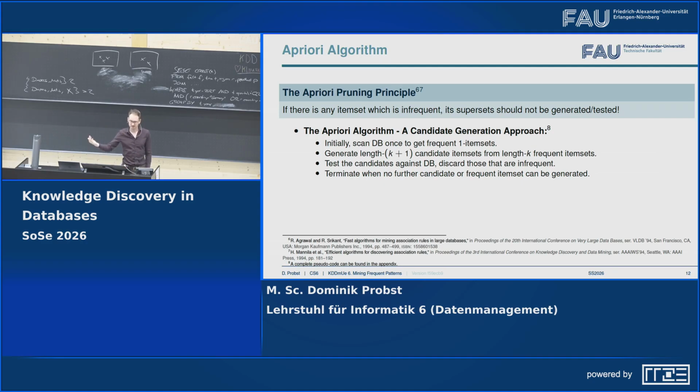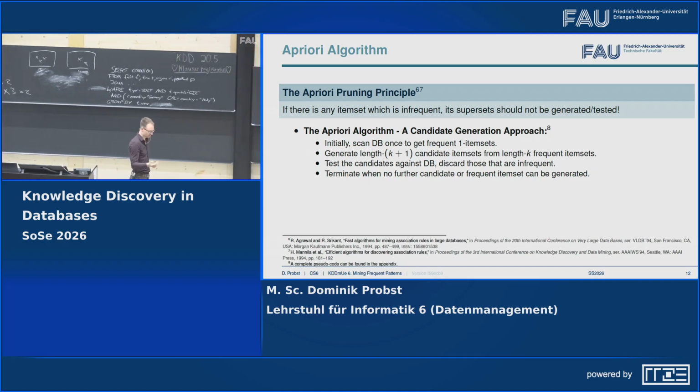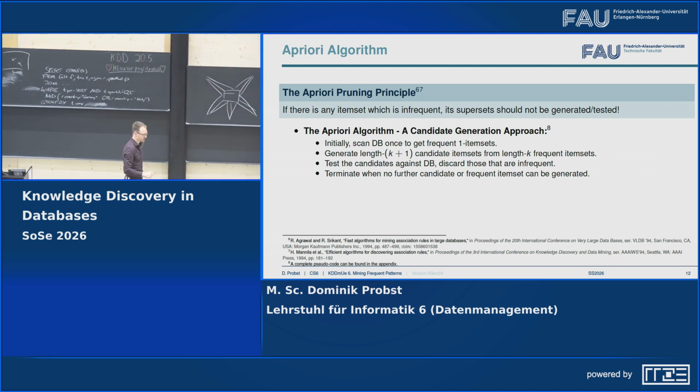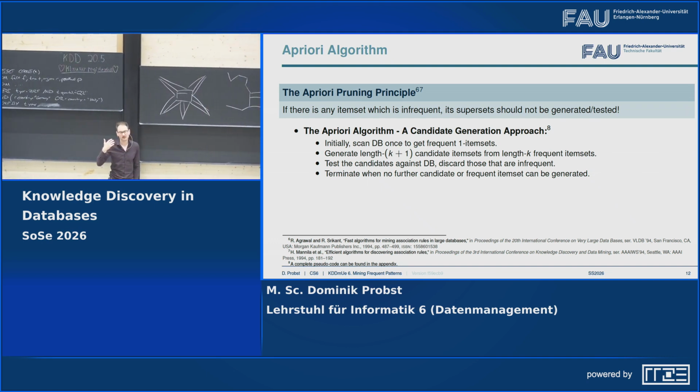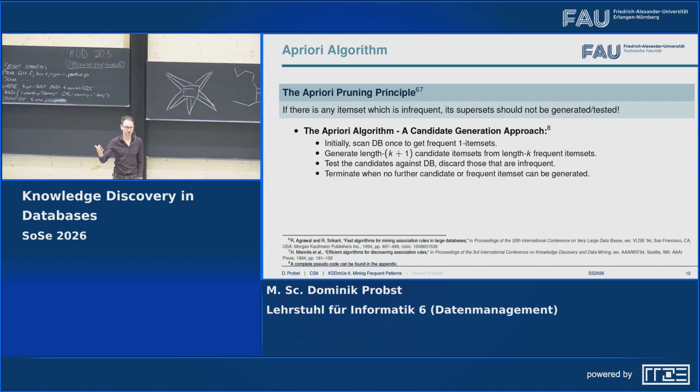After we have done that, we can prune every non-frequent 1-item set, so everything that is not above min support, and use the leftover frequent item sets to generate candidates for length k item sets. Specifically, if we start with 1-item sets, we generate length 2 item sets.